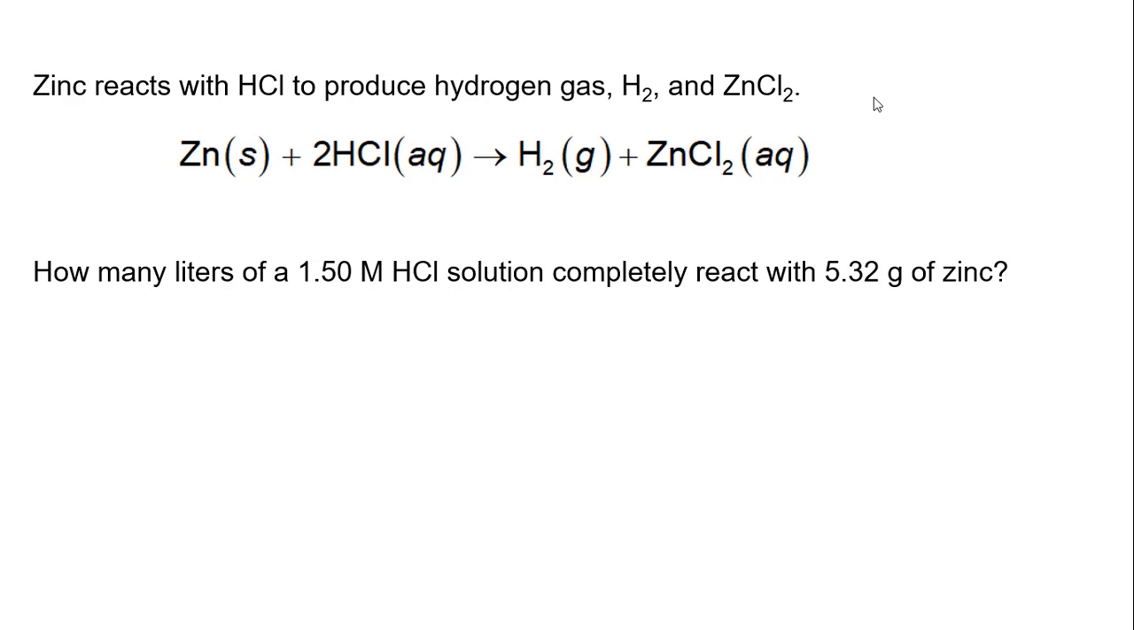Zinc reacts with HCl to produce hydrogen gas, H2, and zinc chloride. How many liters of a 1.50 molar HCl solution completely react with 5.32 grams of zinc? Now, if you're thoroughly confused here, you have to look at the balanced equation. The balanced equation is going to get you what you need. If you're given the word problem but not the balanced equation, then they're expecting you to balance it so you can see what steps need to be done.